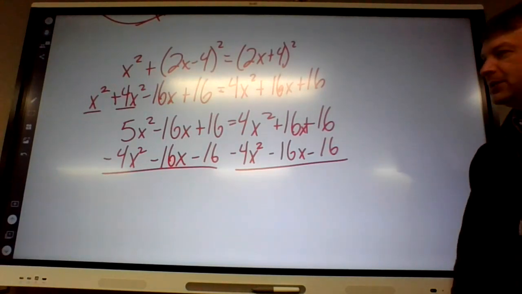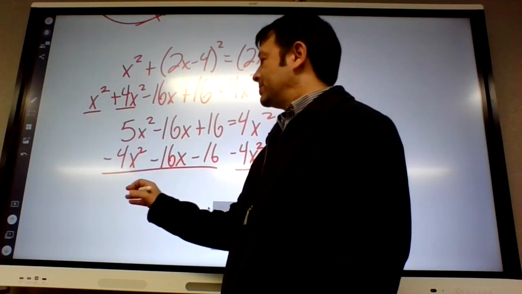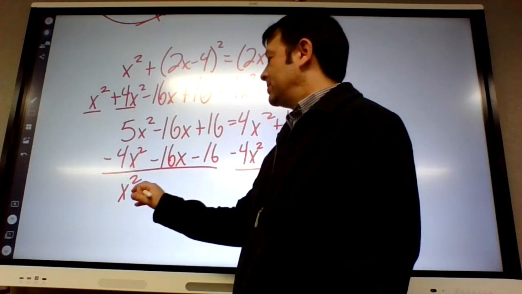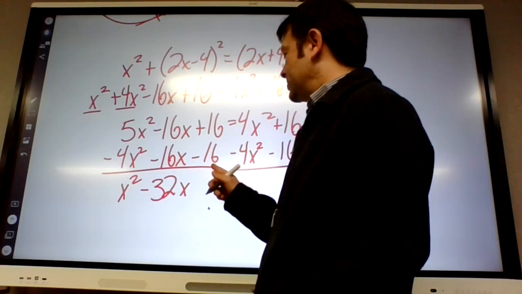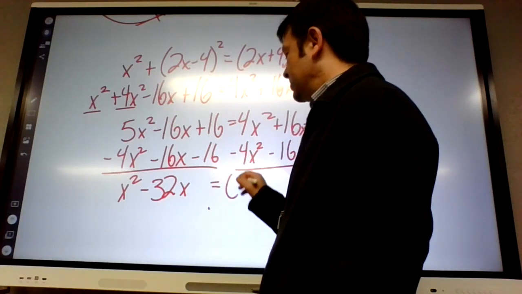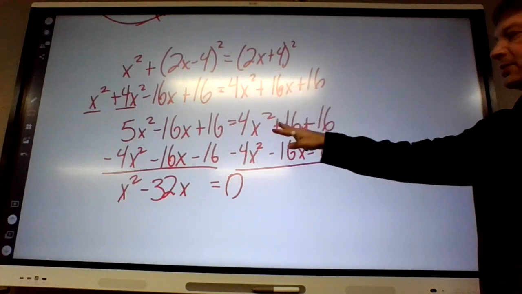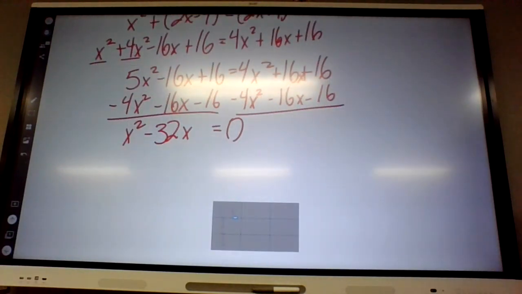Okay, 5x squared minus 4x squared is... negative 16 minus 16. 16 minus 16 goes away, so it's all that, and then this side is gone, equals 0. How do I factor that?